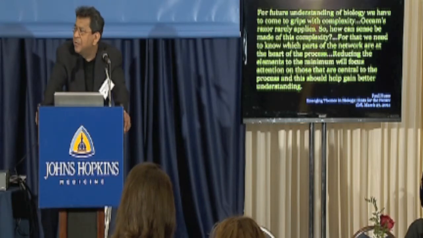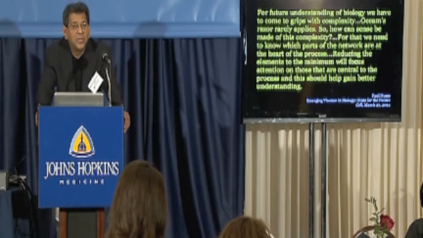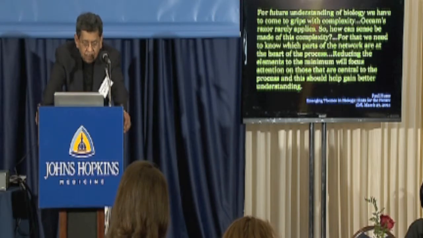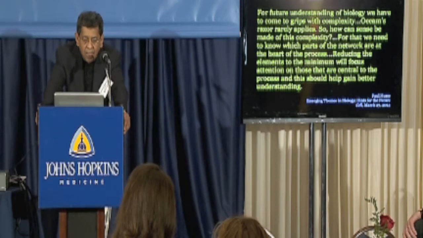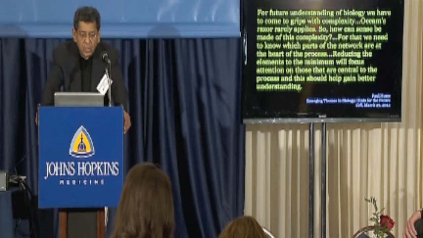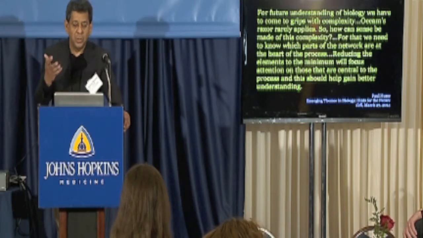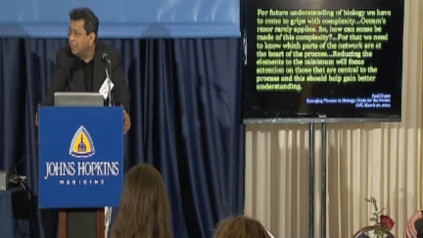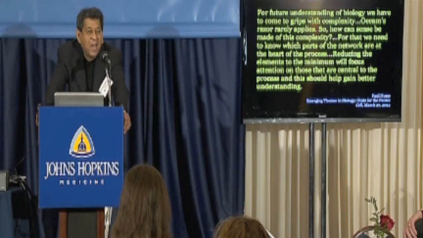And Paul Nurse, that many of you know, really a basic yeast biologist who gave us many of the first clues to how cancer comes about and is now director of the Royal Society in the UK, said the following in a recent article, and I'll read. For future understanding of biology, we have to come to grips with this complexity. Just saying something is complex is not a solution. Occam's razor, which is what all of us biologists and molecular biologists use, rarely applies. And so the question is, how can we make sense?